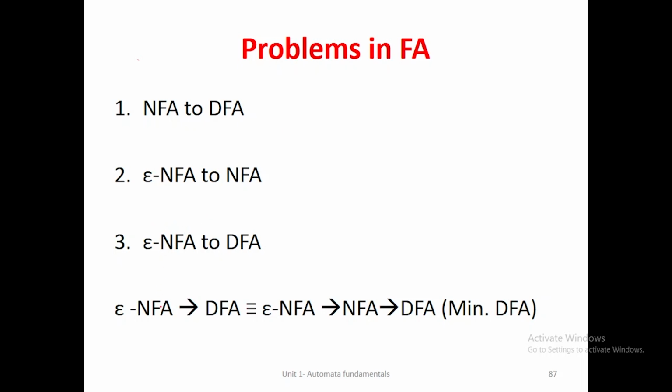Then at last we check the same problem: the conversion of epsilon NFA to DFA states is equivalent to conversion of epsilon NFA to NFA and then NFA to DFA. The resultant DFA states should be in a minimized DFA form. This minimized DFA will be discussed at the end of unit 1.